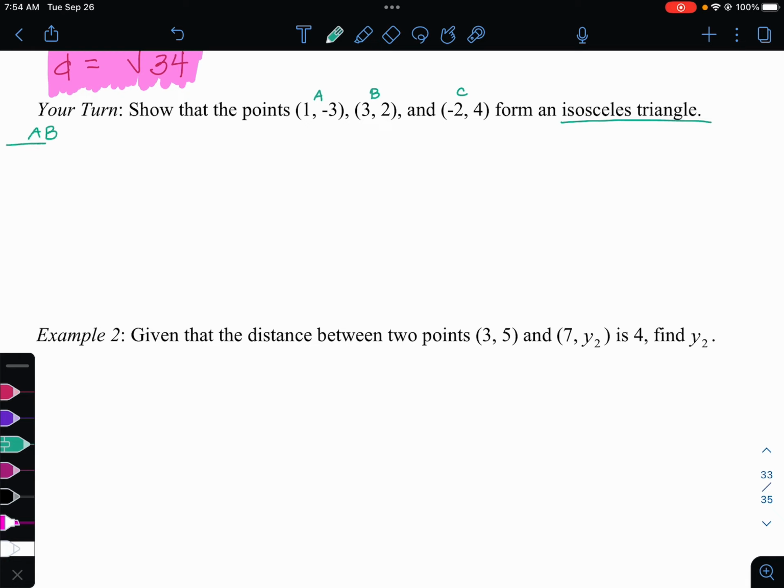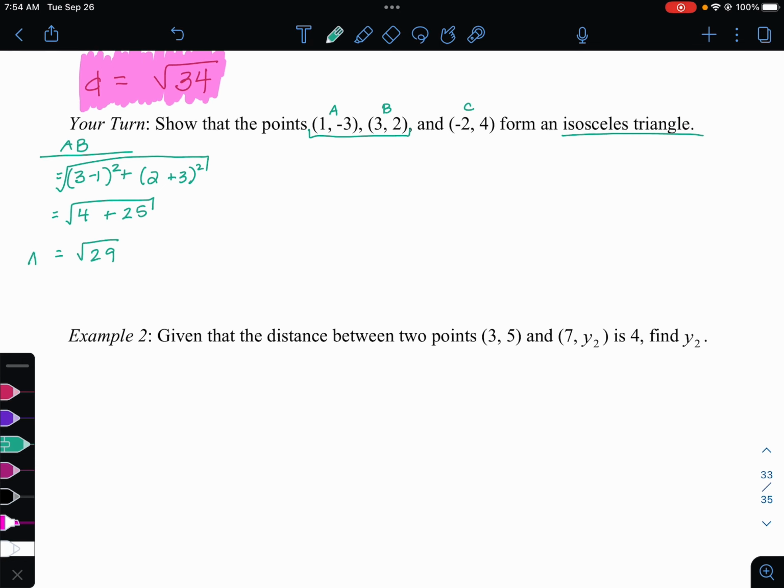So for A to B, finding that distance, I need to do 3 minus 1 squared. So I'm doing those 2. And then 2 minus a negative 3, which makes it a plus 3. So I get 2 squared, which is 4. 2 plus 3 is 5 squared, which is 25. And then 4 plus 25 is the square root of 29. And that's AB.